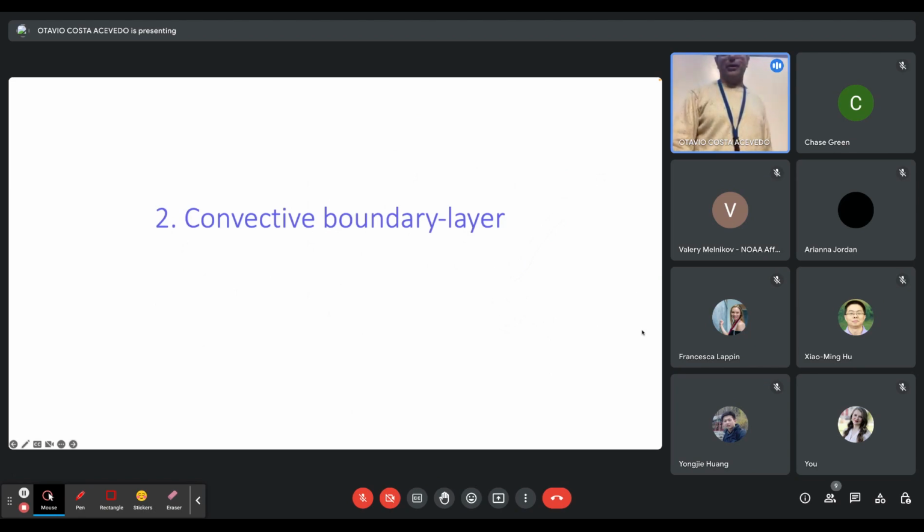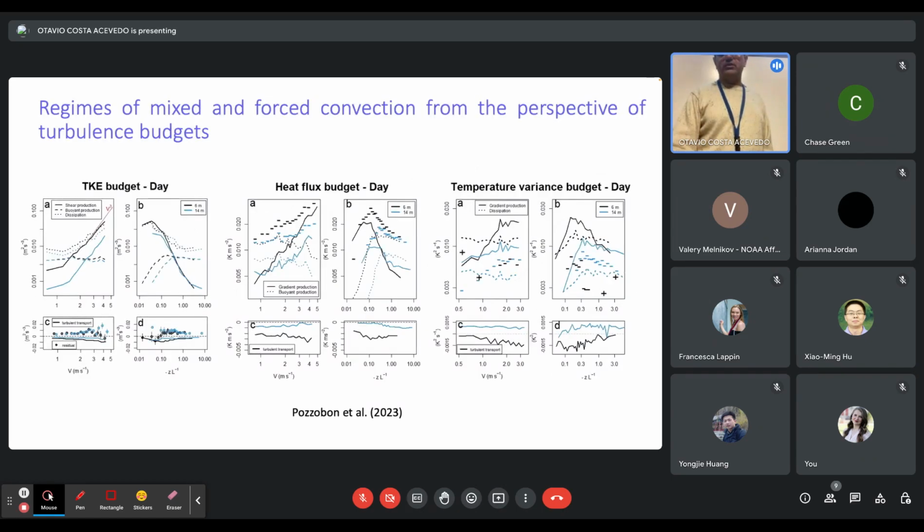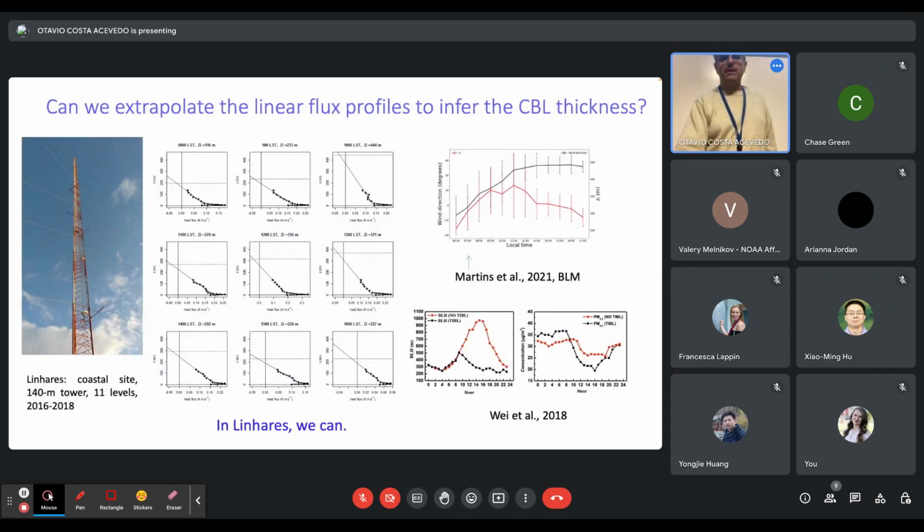That's when I get to the convective part. I'm going to show very briefly, to allow for questions, some convective boundary layer results. This would be the turbulence regimes in the convective part, but I'd like to show some data from the Amazon.